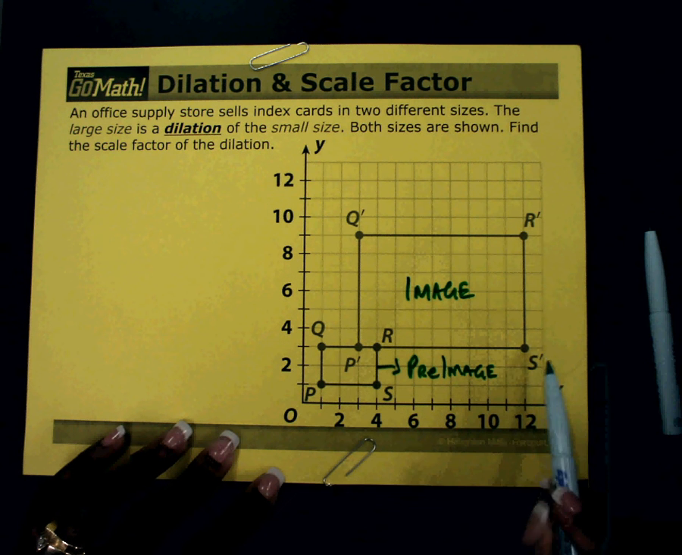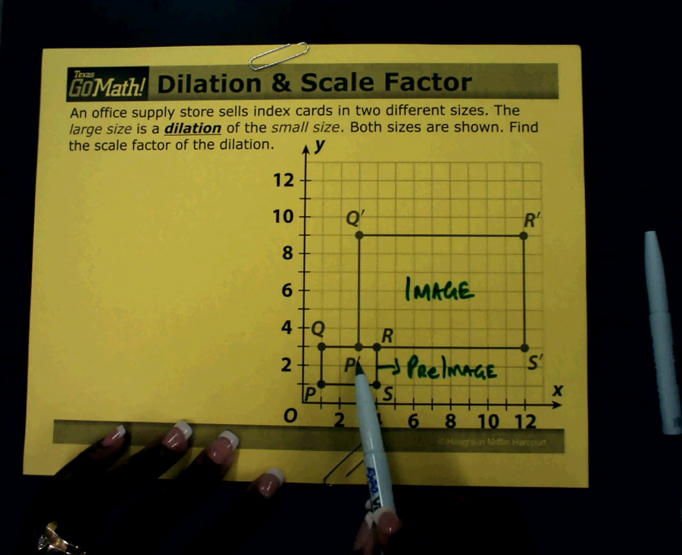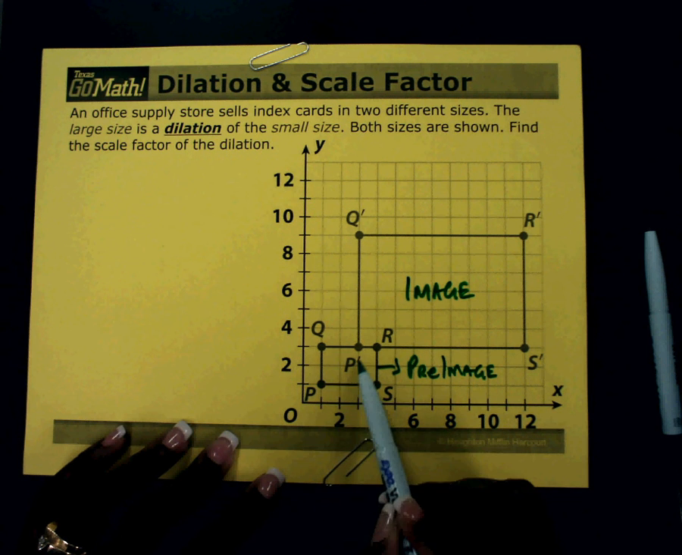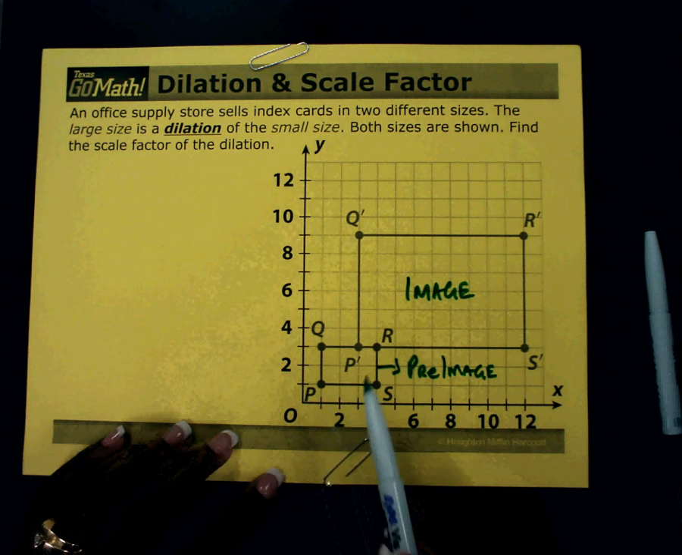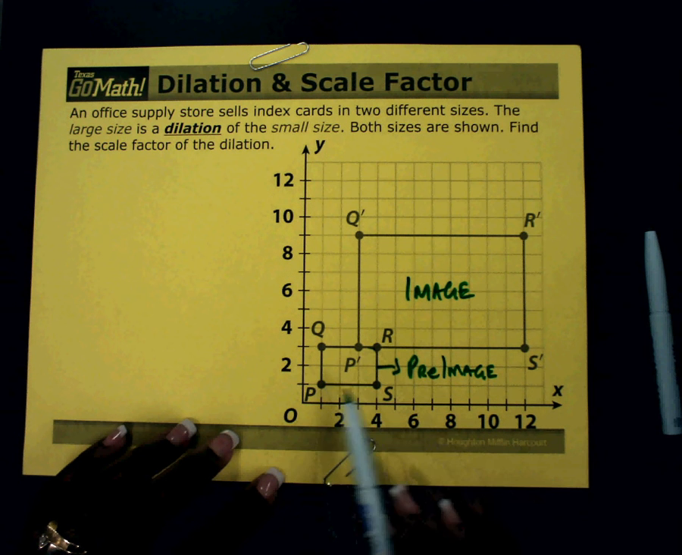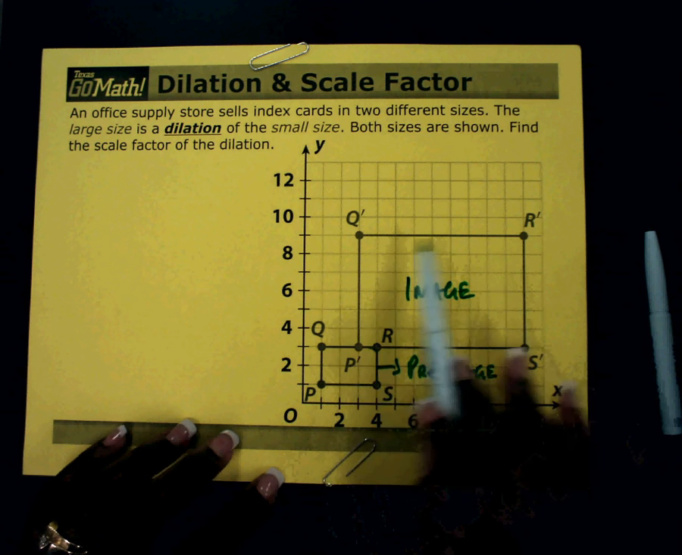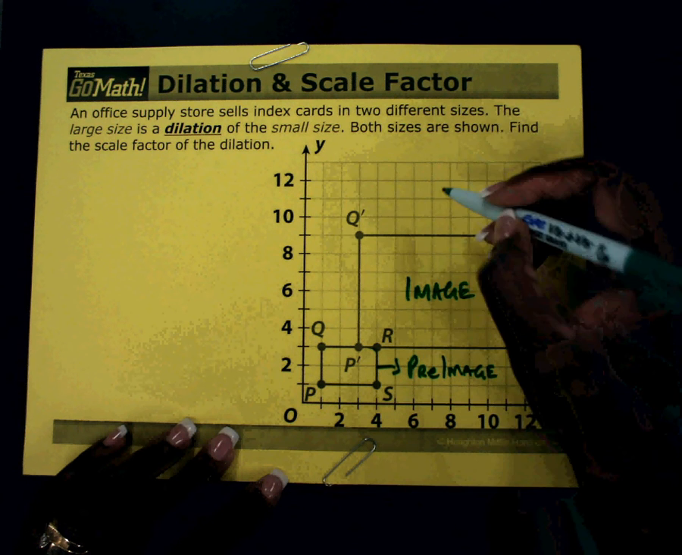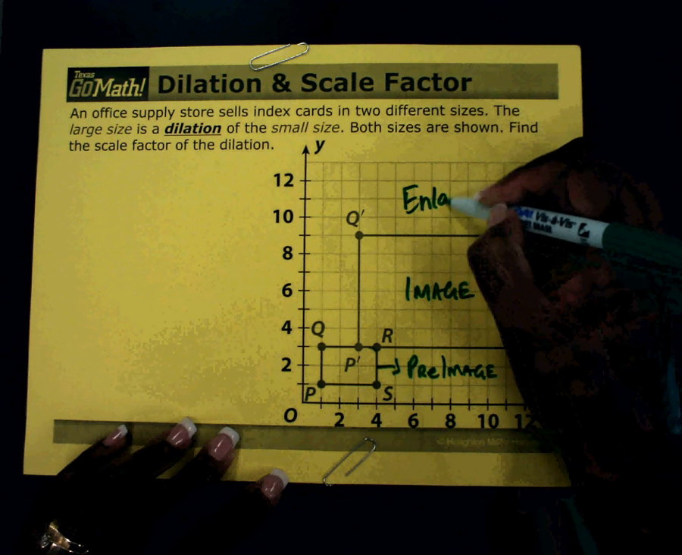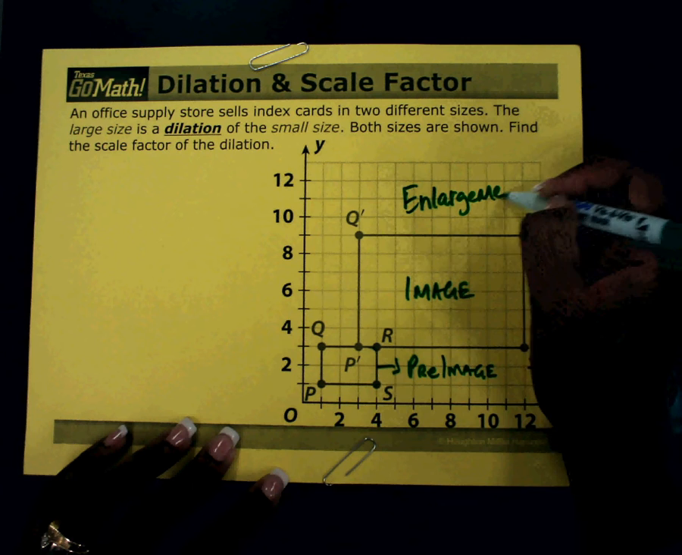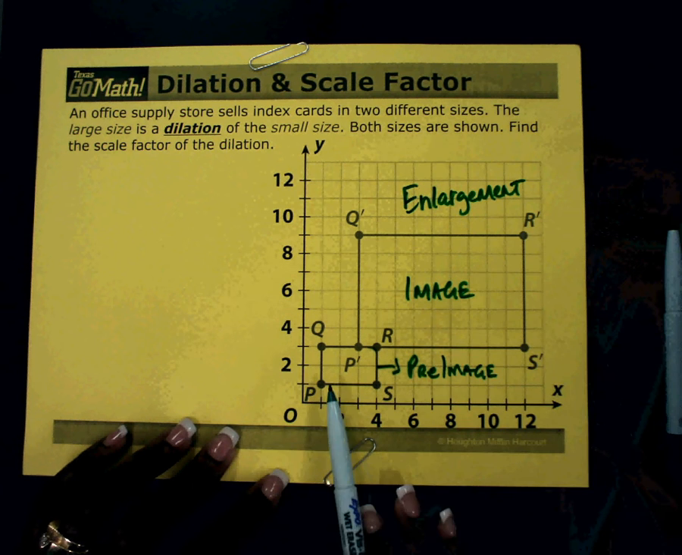This is not an apostrophe. This is actually the prime notation. So that tells us that we start with this pre-image and then we dilate and enlarge. This is an enlargement. Okay, so we're going from a smaller image to a larger image.